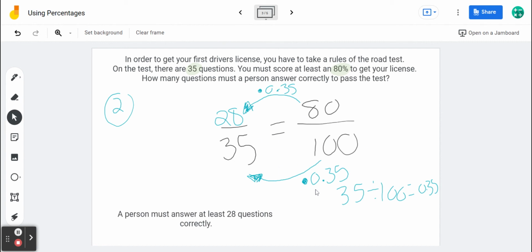All percentages are fractions. So that's why we're using, this is called a proportion. A proportion is a comparison of two equivalent fractions. This fraction is equivalent to this fraction.